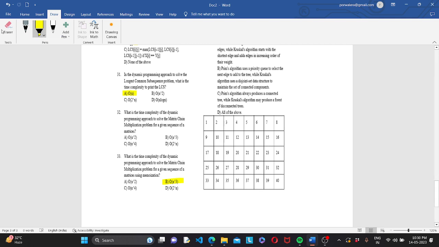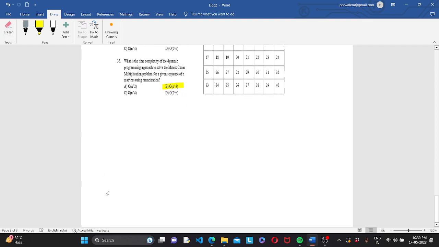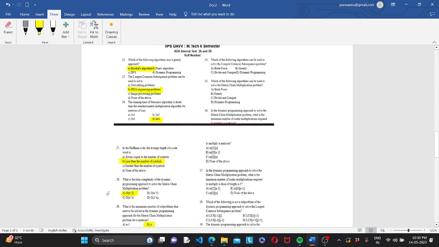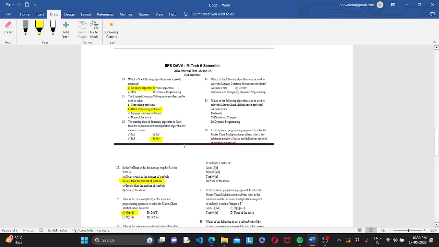Question number 34. Which of the following algorithms can be used to solve the longest common subsequence problem? So the dynamic programming we can use for solving the longest common subsequence problem. So the answer would be option D, which is dynamic programming for solving longest common subsequence.